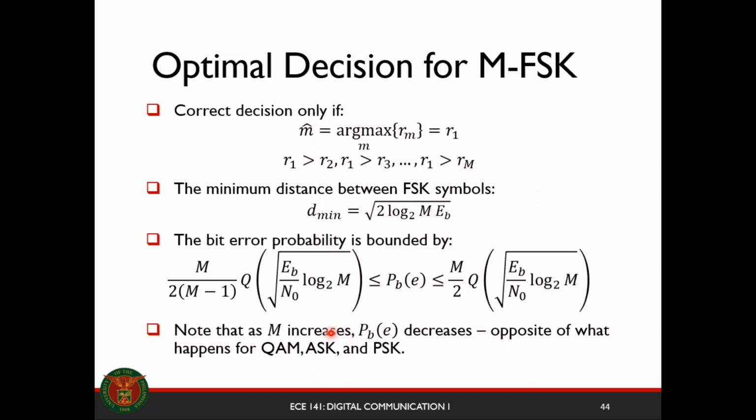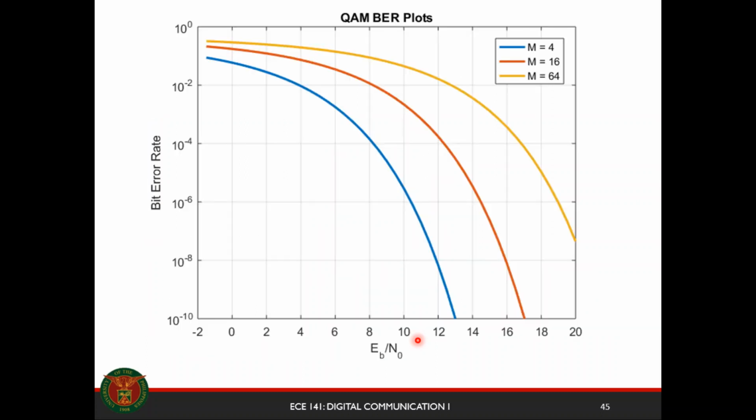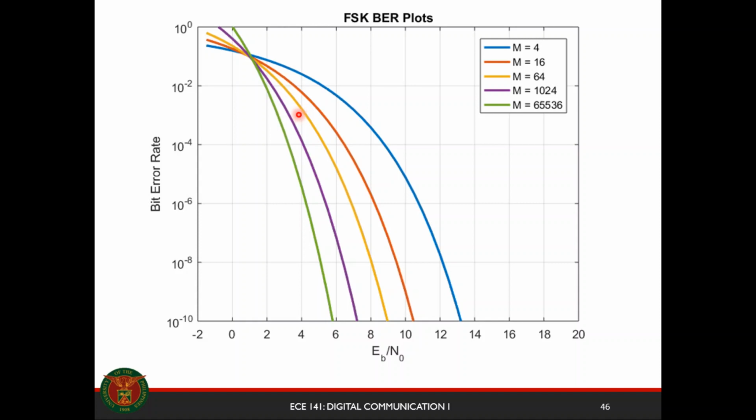Just note that if you increase M, your probability of error actually decreases. This is opposite to what happens with QAM, ASK, and PSK. So this is the plot for your QAM. If you increase the number of symbols, your bit error rate actually increases, so you need more power just to maintain the same bit error rate level. For FSK, it's something like this. At this point it's 65,536, which is unrealistic.